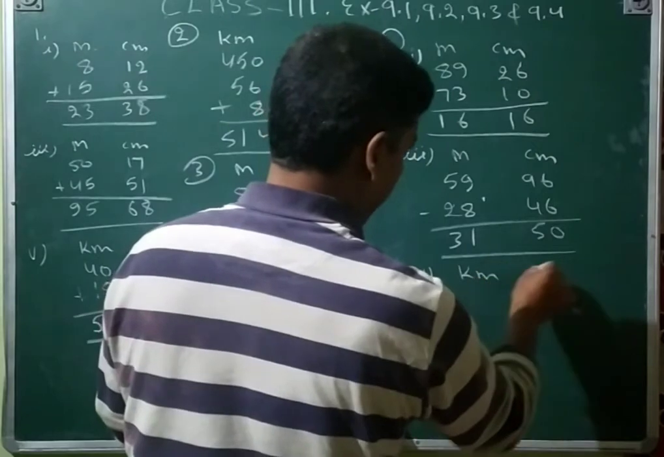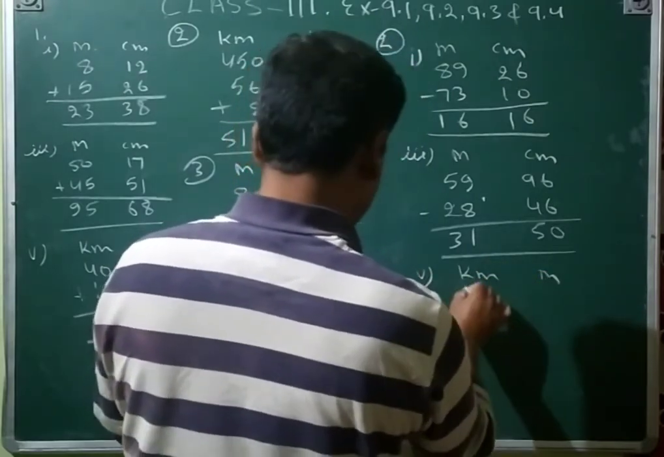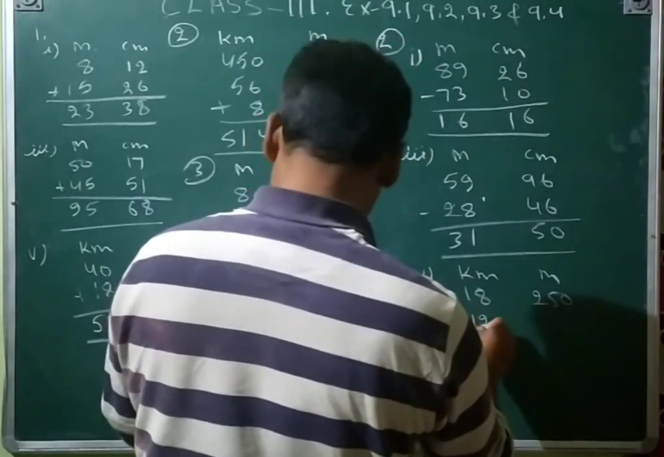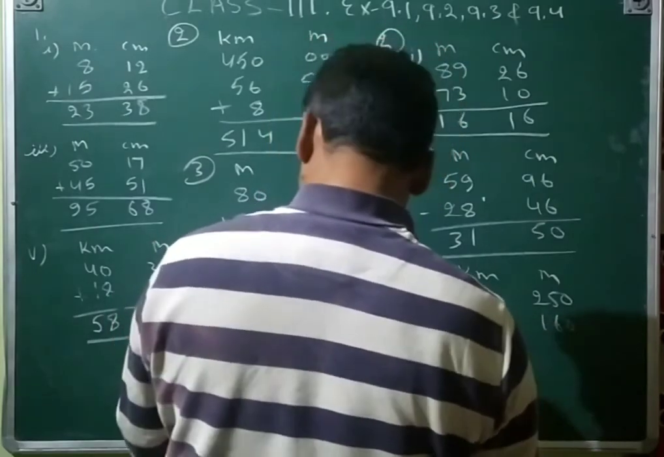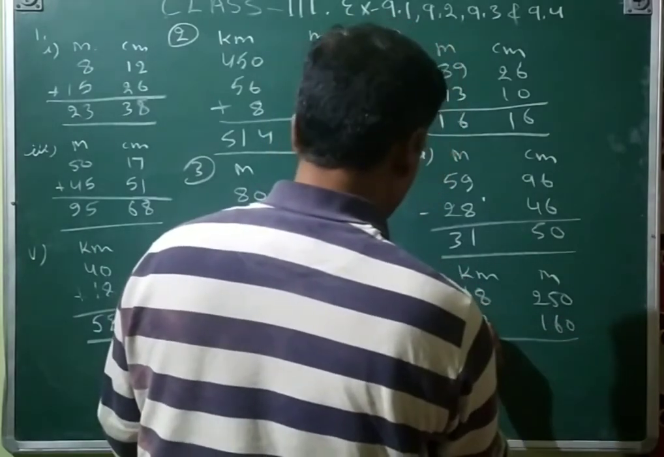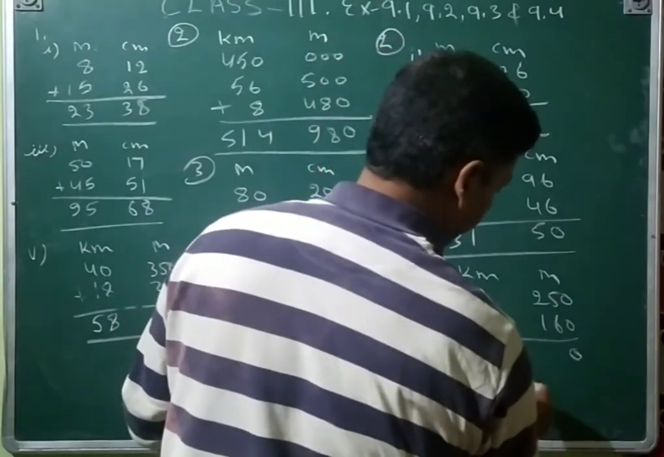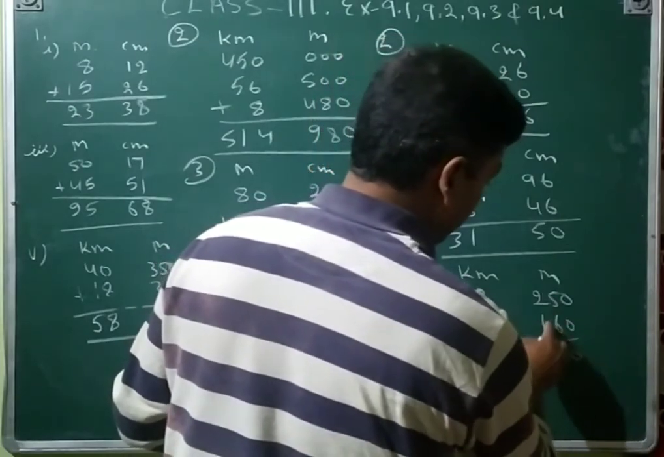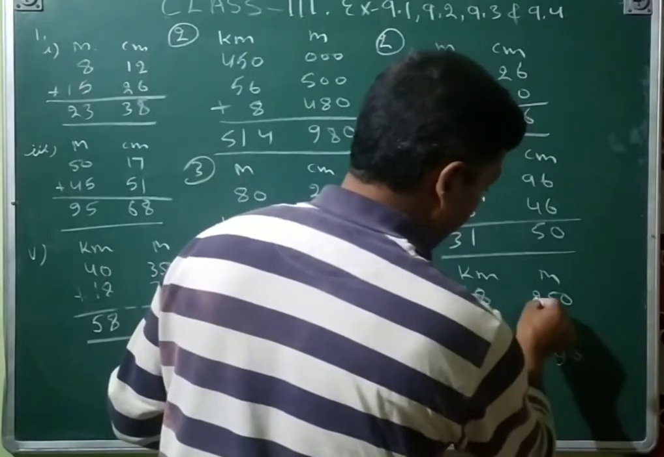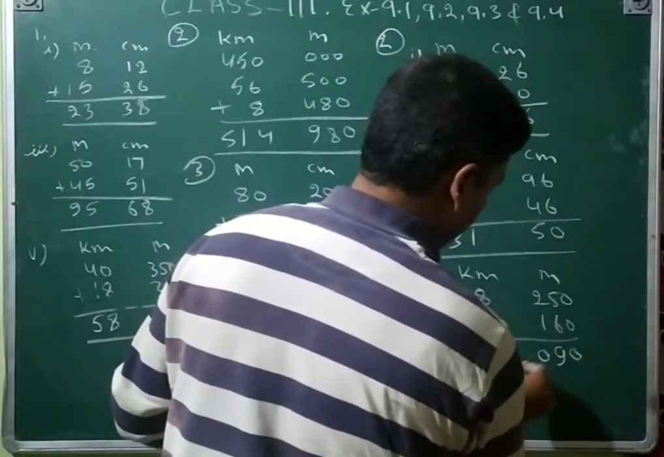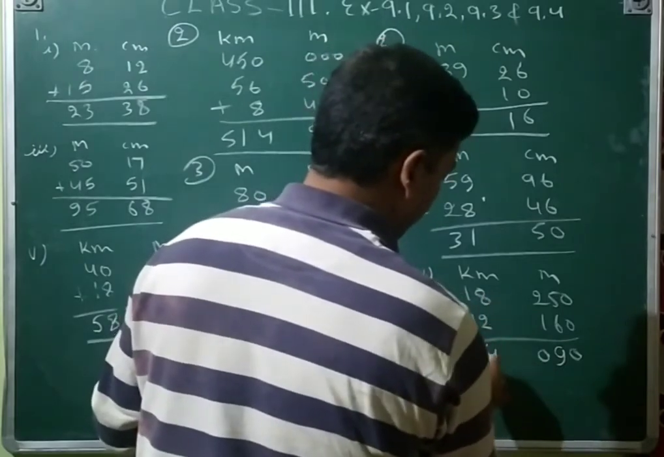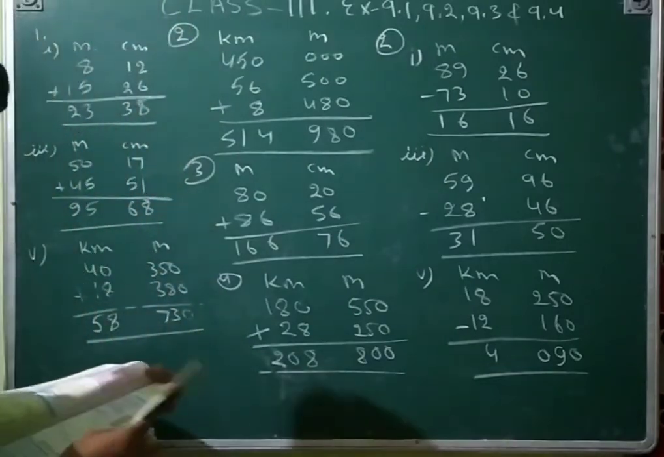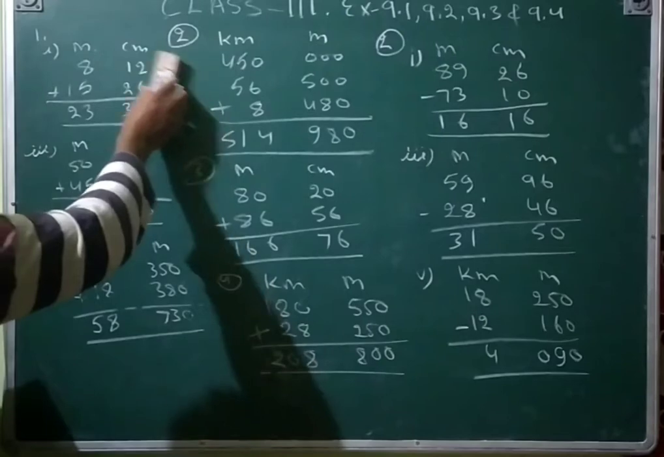km, m, and m: 18 km, 250 m, 12 km, 160, that is m. 0 less 0, 0, then 15 less 6, that 15 less 6 will be 9, 2 less 1, 1 less 1, 0, and then 8 less 2, 4, 1 less 1, 0. 4 km 90 meter. And then question number 3rd.